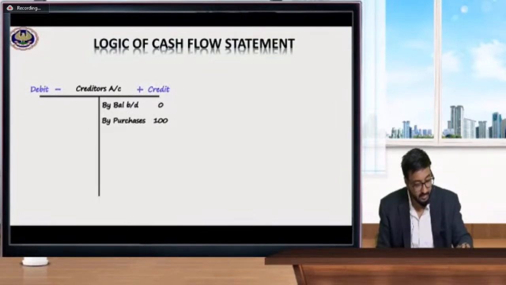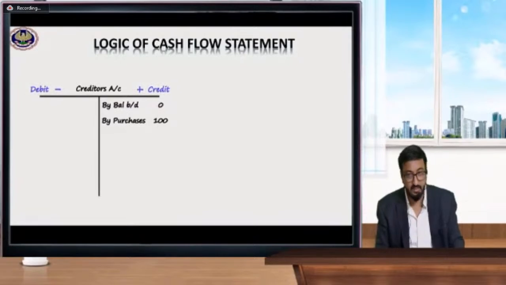By purchases, beta, how much purchases we have? By purchases, 100.